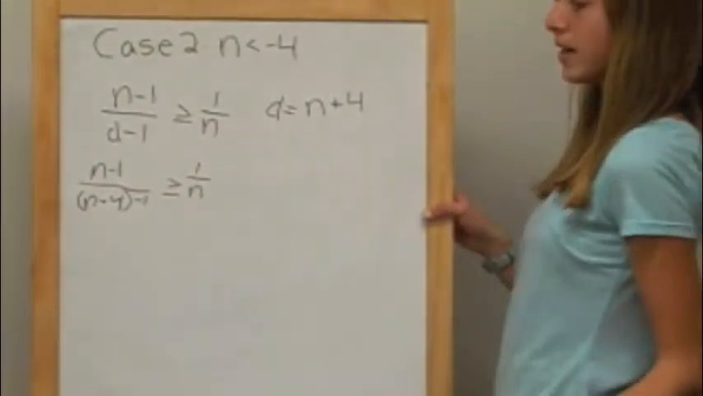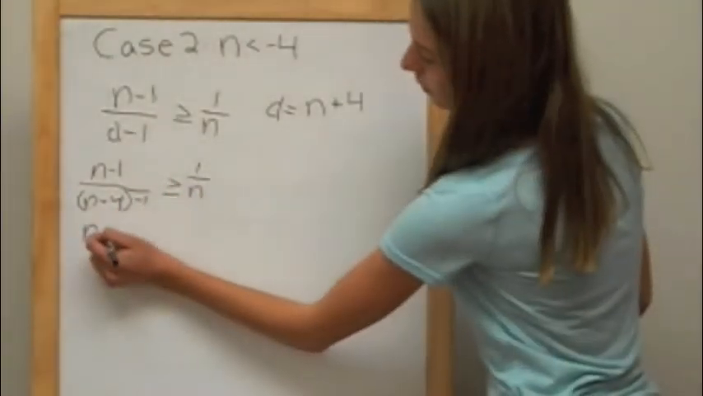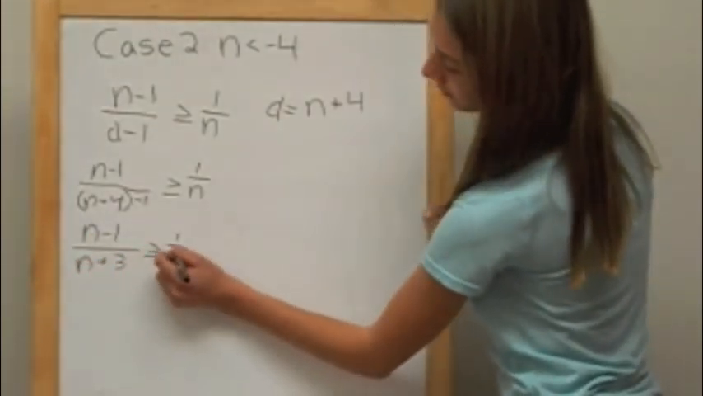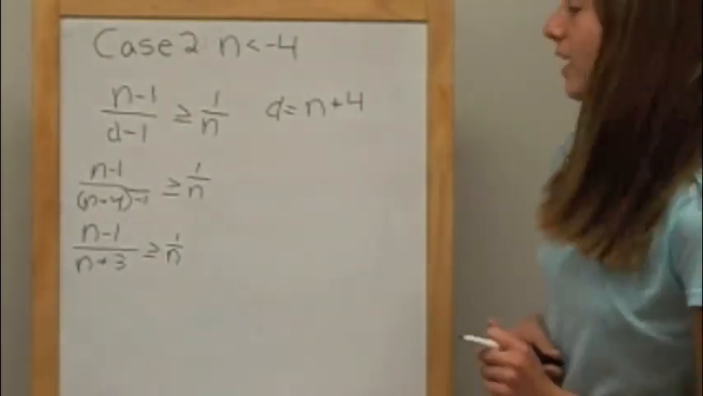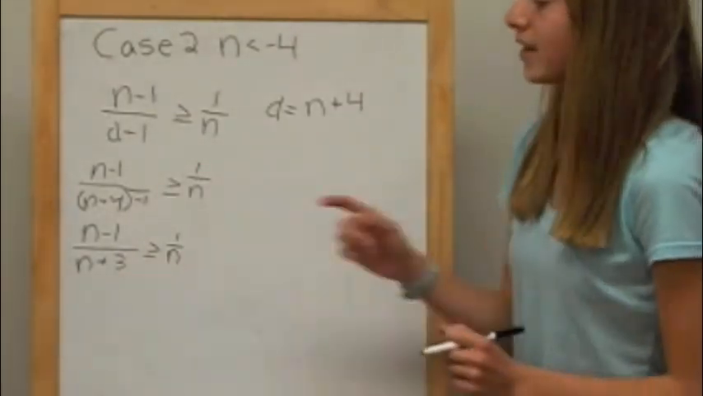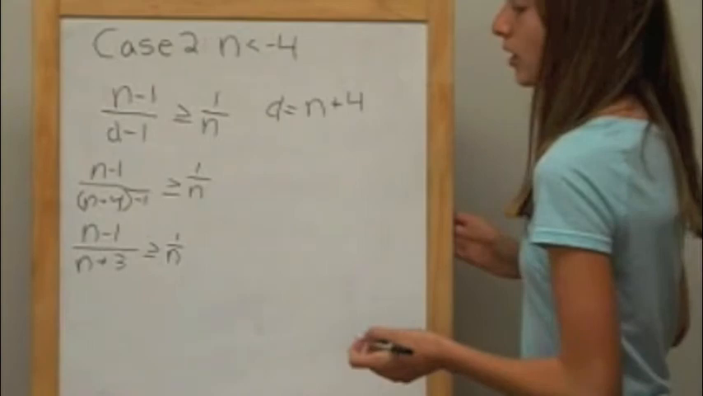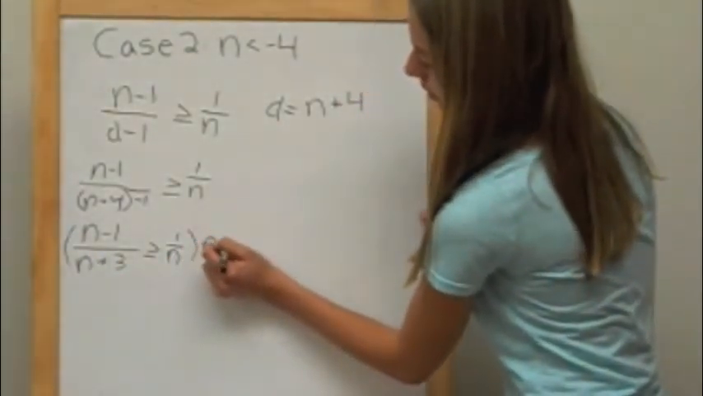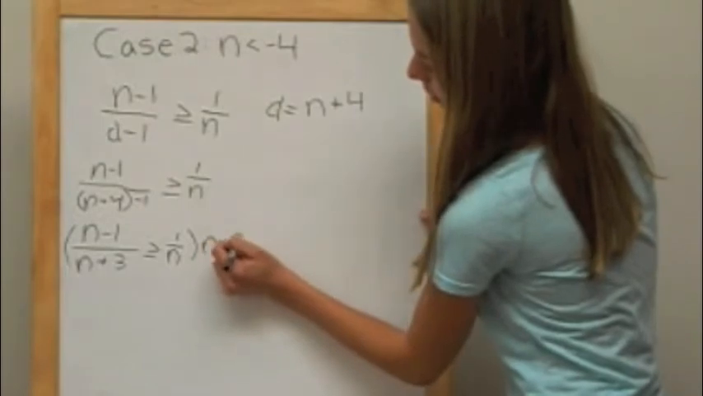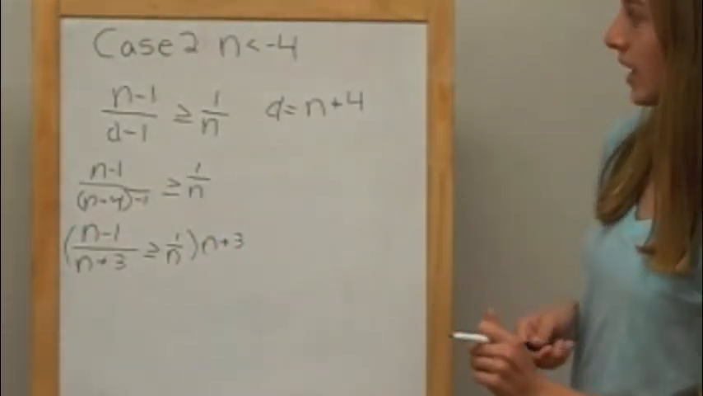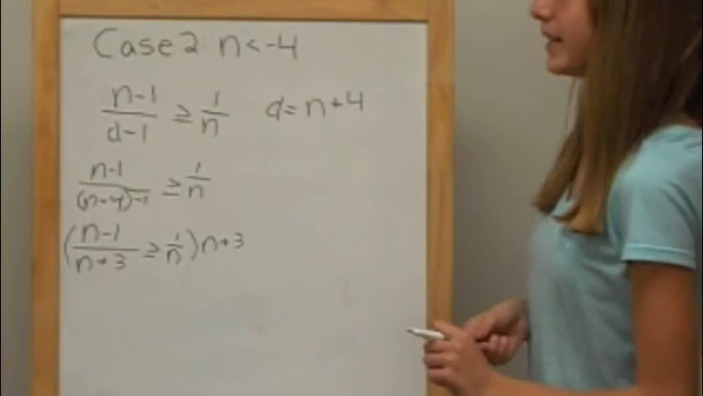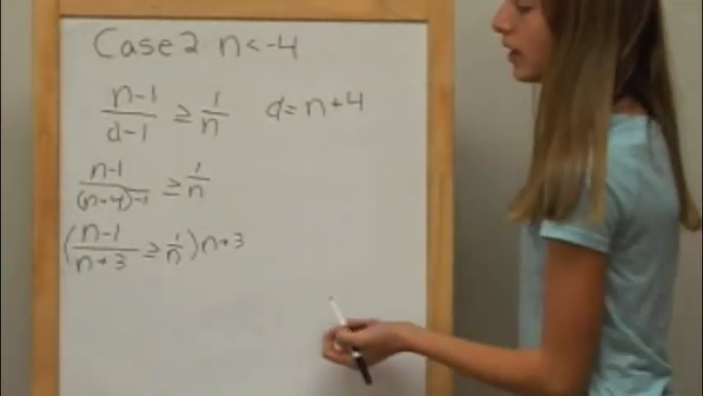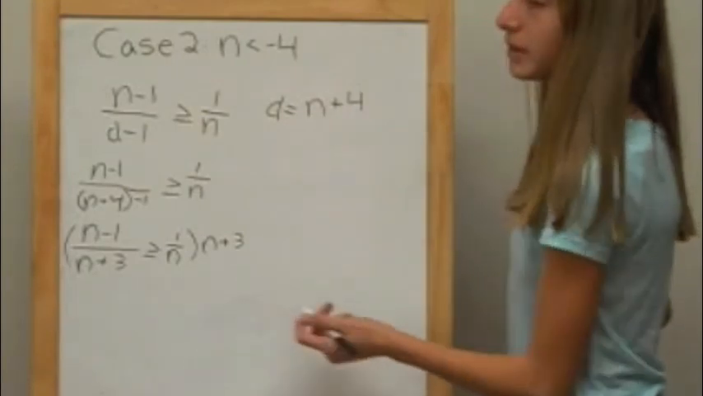And now we simplify. Get rid of n plus 3 and n in the denominator position. So we have to multiply both sides by n plus 3. In this case, n will always be less than negative 4. So even if we add 3, n plus 3 will always be a negative number.